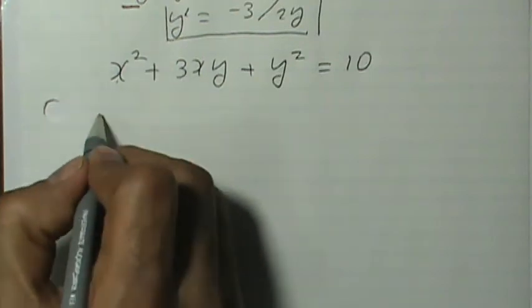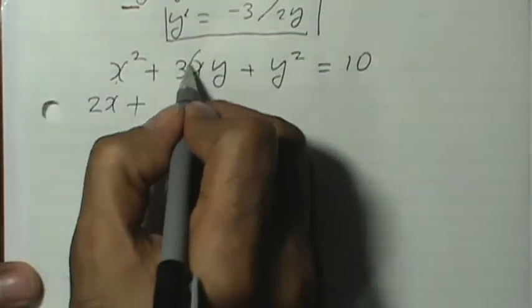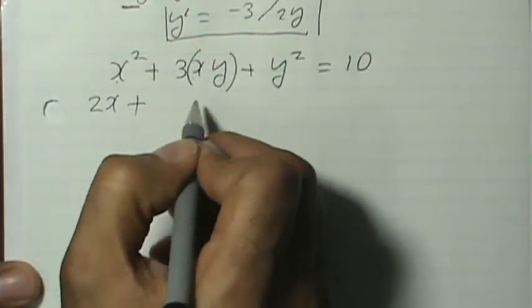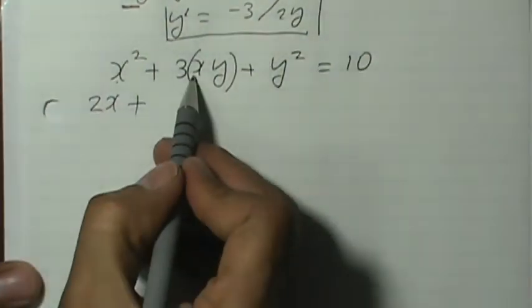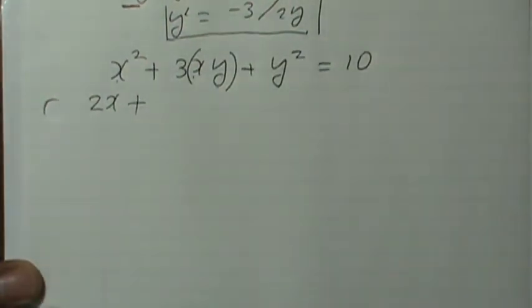So the derivative of x squared would be 2x plus. Now here I'm going to apply product rule because we have two different relations in multiplication form. Let x be f and let y be g. And the product rule says the derivative of the first one multiplies by the second one plus the derivative of the second relation multiplies by the first relation, which is f prime g plus g prime f.